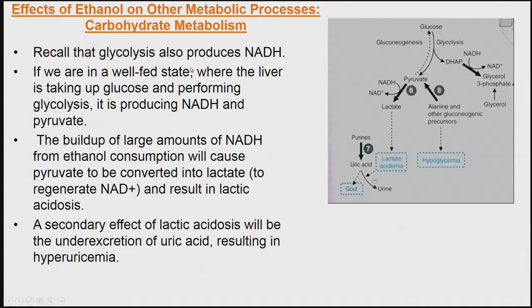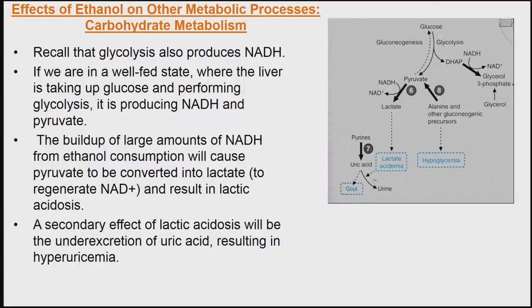So let's just assume we drink a whole bunch of alcohol and we're in the well-fed state. Okay, and so your body will process that ethanol first. It's going to generate a whole bunch of NADH, right? And so you're in the well-fed state, glycolysis is going on, right? The buildup of that NADH is actually going to shut down TCA, going to shut down the electron transport chain. So now that pyruvate from glycolysis, where is it going to go?